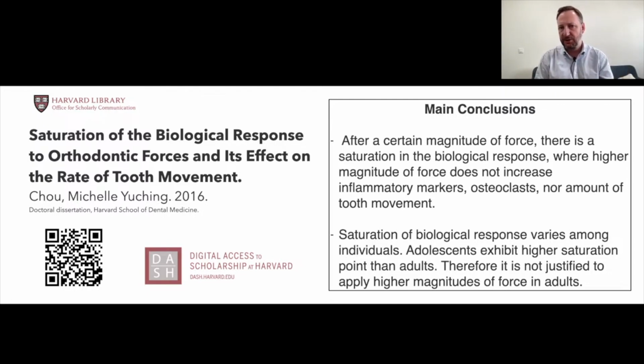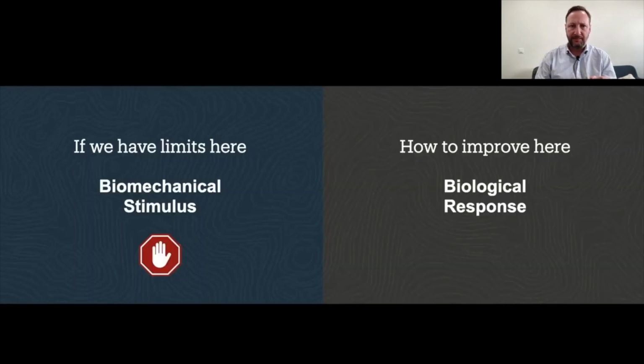Because it's very challenging for us to calibrate the exact amount of force that we need to apply to be effective in movements. But understanding that in terms of biomechanical stimulus, we have these limits. We know that we cannot apply more force, and it doesn't mean that we are going to move faster. How can we be better? How can we be more predictable? How can we promote faster movements? The answer is not in our efficiency in terms of the biomechanical stimulus.